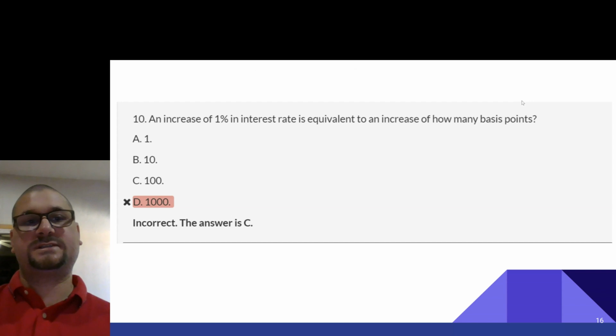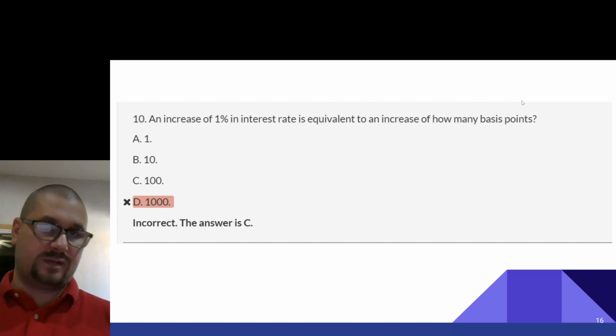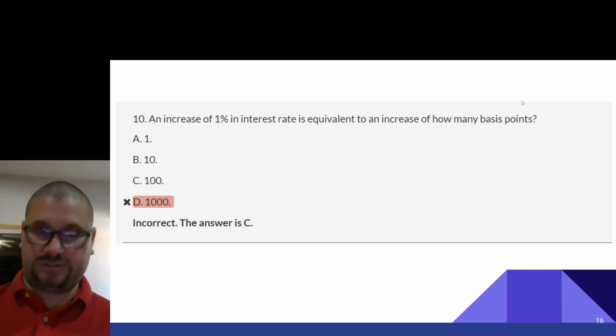An increase of 1% in interest rate is equivalent to an increase of how many basis points? The answer is Charlie, 100. So an increase of 1% in interest, 0.01, is equivalent to an increase of 100 basis points.